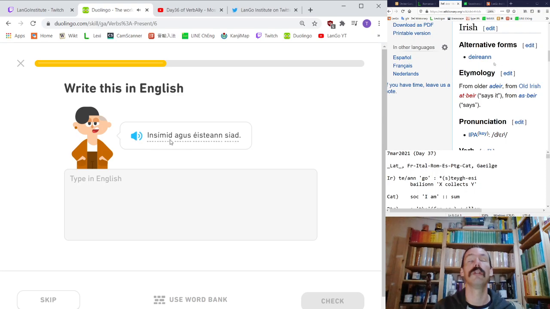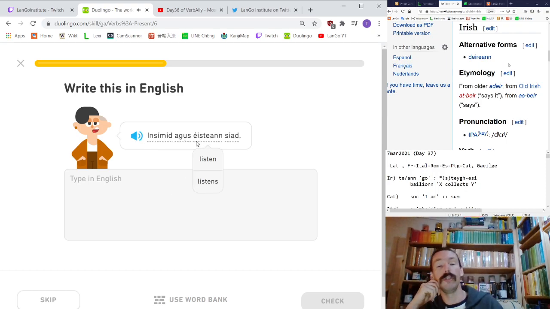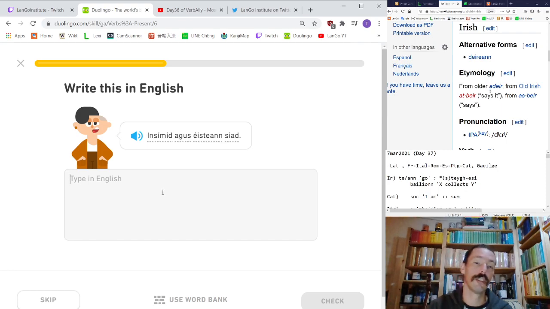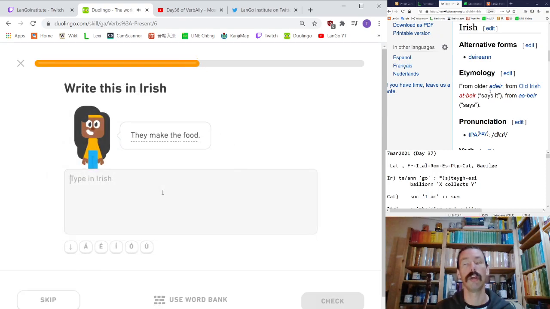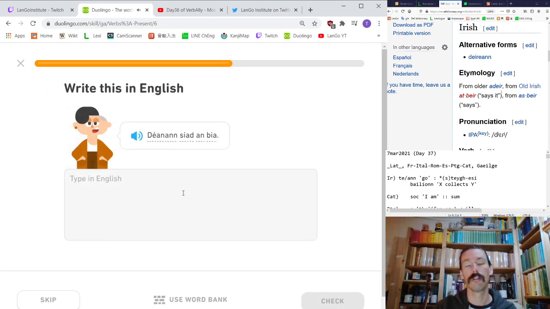Inshimid, agus eishtin siad. Good to hear this one. Inshimid, agus eishtin siad. We tell, fused form, agus eishtin siad, and they listen. They make the food. Siad and bia will be there for sure, and make janan, d long e, and then okay, don't do that. Janan siad and bia. They make the food.